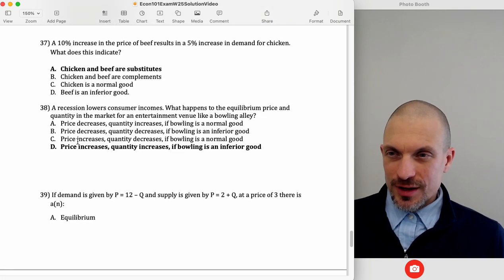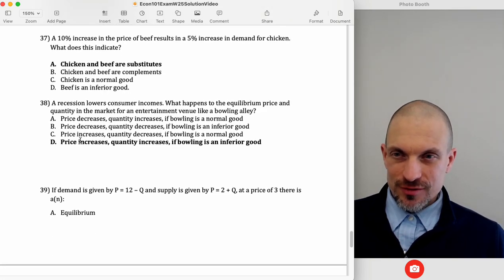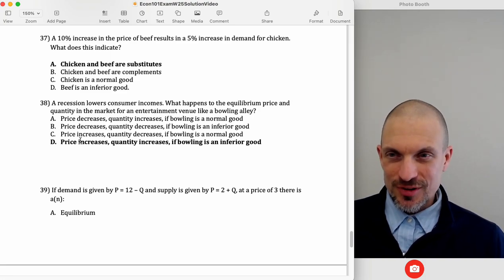All right, so a 10% increase in the price of beef results in a 5% increase in demand for chicken. What does this indicate? This is two different goods. We're getting a cross elasticity. We're getting an increase, which means it's going to be positive, so we know we have substitutes.